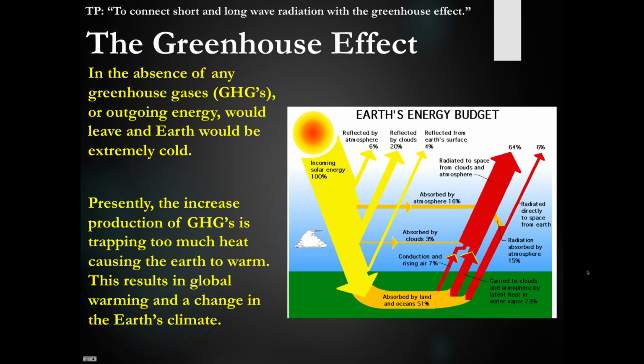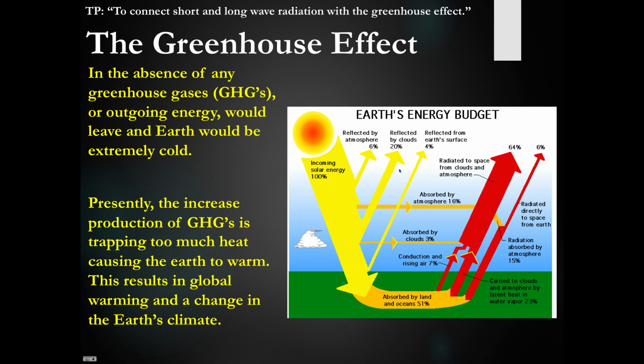According to this picture, we have incoming solar energy, 100% coming down to us, and a lot of this can get scattered and reflected. Let's take a look. 6% can be reflected by the atmosphere. We have a pretty thick atmosphere: the troposphere, the stratosphere, the mesosphere, and the thermosphere. 20% is reflected by clouds. So if it's a very overcast day, 20% can be reflected by clouds.